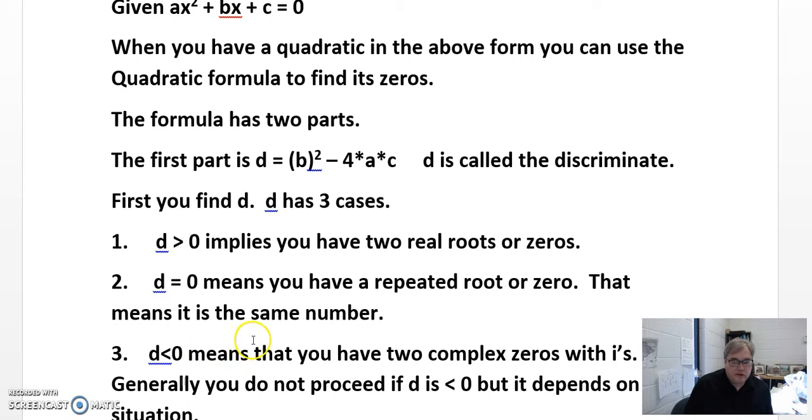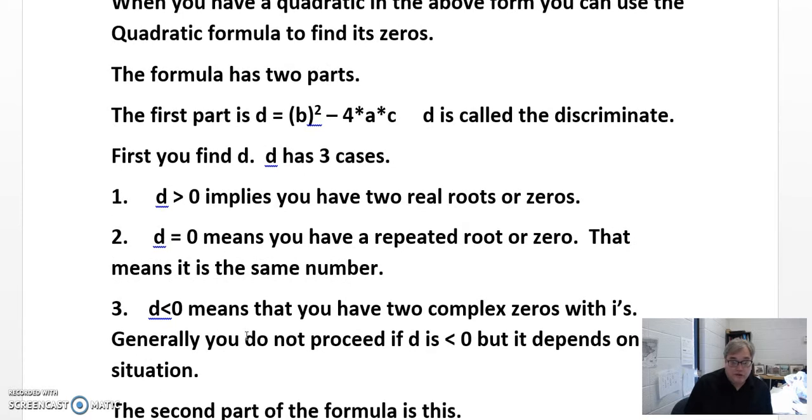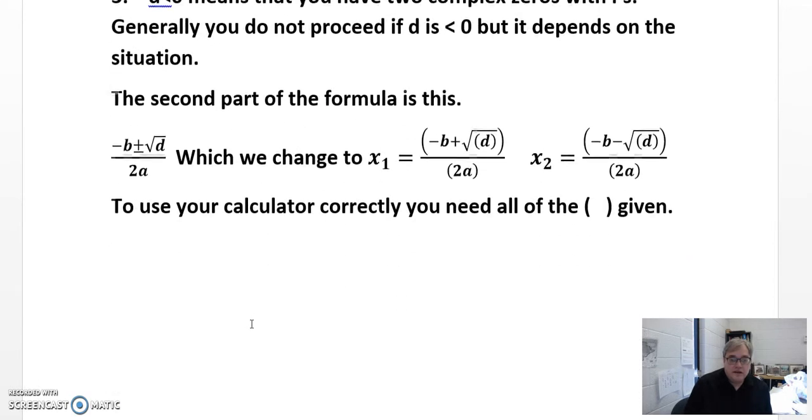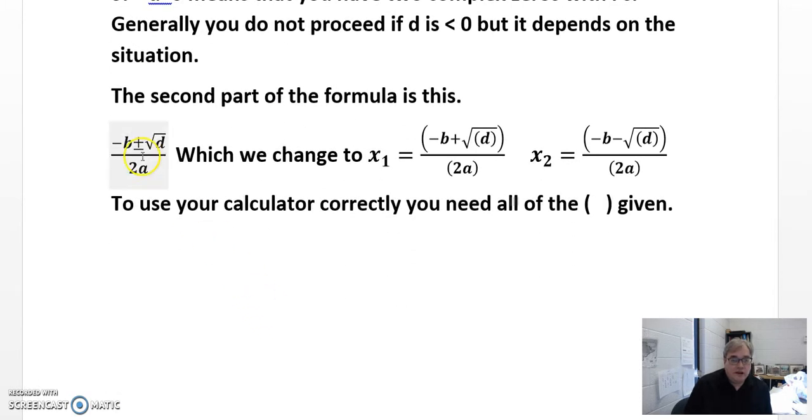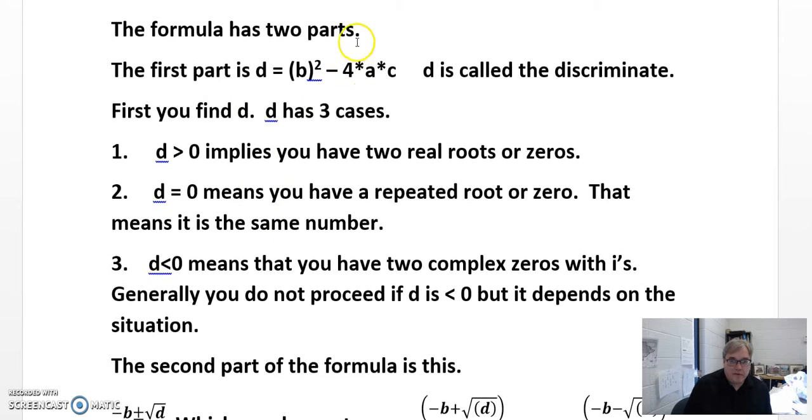If it's less than 0, it depends on what you're doing in class, but typically if you're looking for a real solution, you're not going to continue. It's not going to have one. So the second part of the formula, after you find d, is going to look like this. Typically it's written as minus b plus or minus square root of d over 2a. And sometimes, depending on your instructor, d is this formula they have up above.